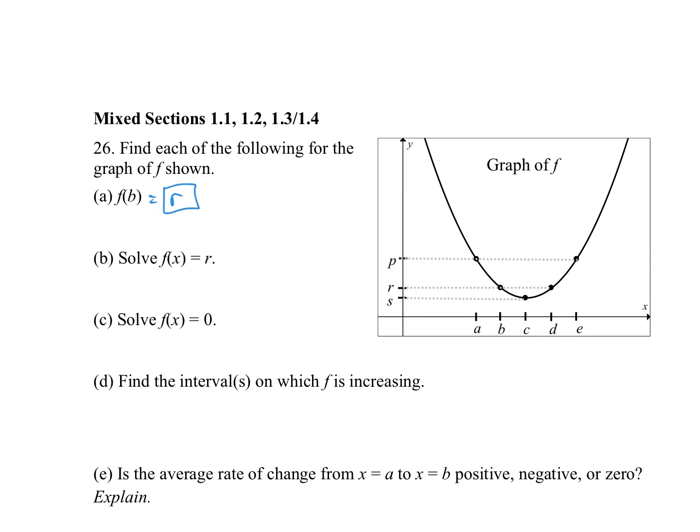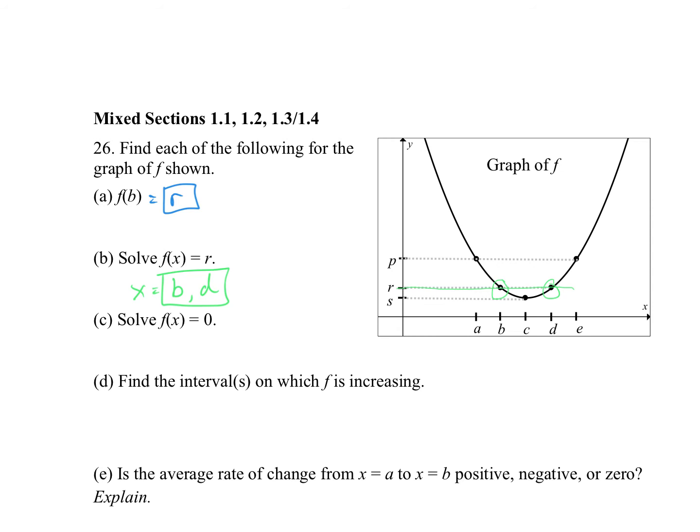All right, now on to part B here. Solve f of x equals r. So this is asking what value of x would give us a y value of r. If we look at our y value of r over on the graph right here, we see that it intersects the graph at 2 points. So we actually have 2 x values that would make this possible. So here, our answers are x equals b and d.